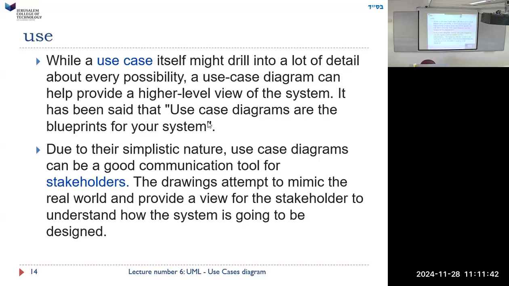Use case diagrams are the blueprint for your system. Due to their simplistic nature, use case diagrams can be a good communication tool for stakeholders. Stakeholders are people who have a stake and they don't necessarily have much knowledge about the technical stuff. So they like to see a stick figure. Everyone understands a stick figure. The drawings attempt to mimic the real world and provide a view for the stakeholder to understand how the system is going to be designed.